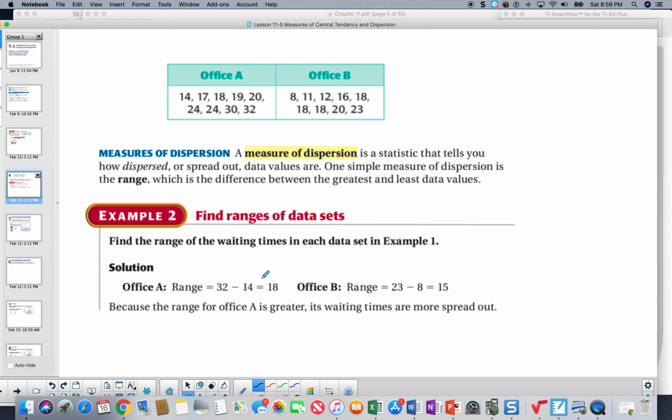Okay, measure of dispersion is how the statistics are spread out. And that's very important. One use is to look at the range, and that'll tell us how far apart the data is from the smallest to the largest. So this is how spread out Office A is in its data, and Office B right here.